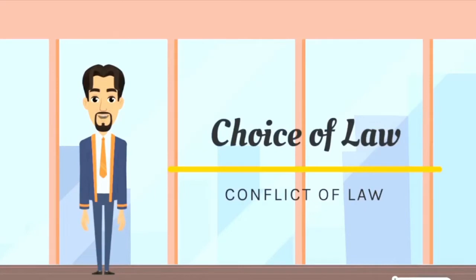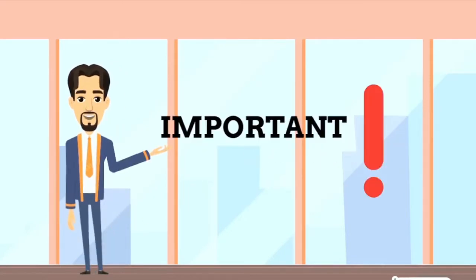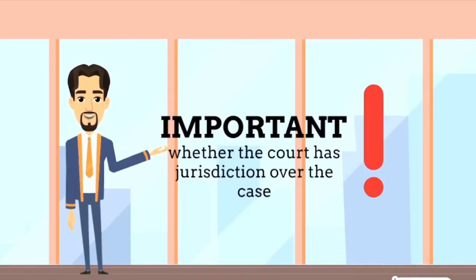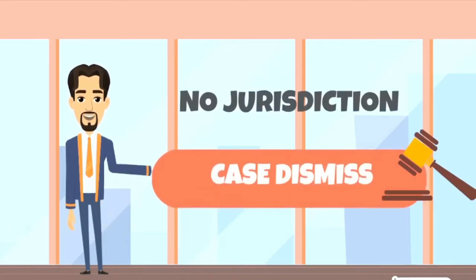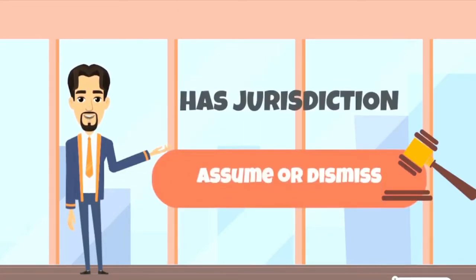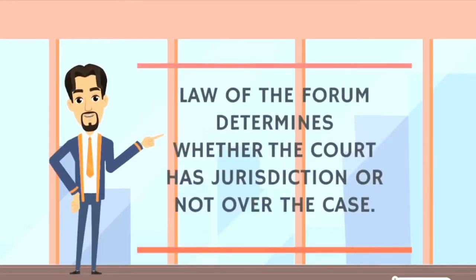In dealing with a problem in conflict of laws, it is important to determine whether the court has jurisdiction over the case. If the court has no jurisdiction, the case should be dismissed on that ground. On the other hand, if the court has jurisdiction, it will determine whether it should assume jurisdiction over the case or dismiss it on the ground of forum non conveniens. It is the law of the forum that determines whether the court has jurisdiction or not over the case.